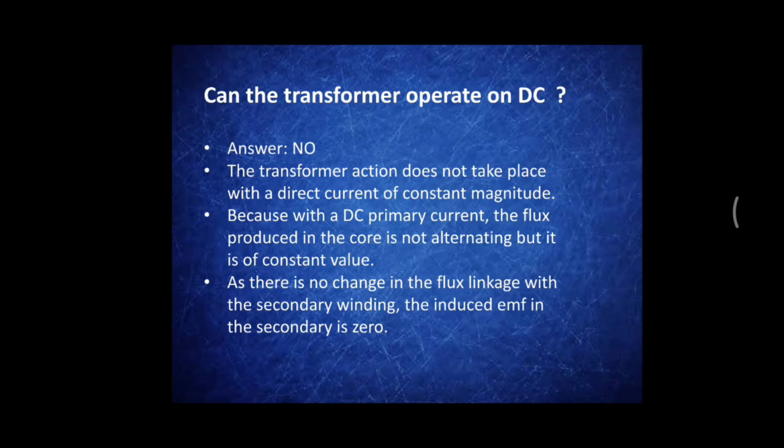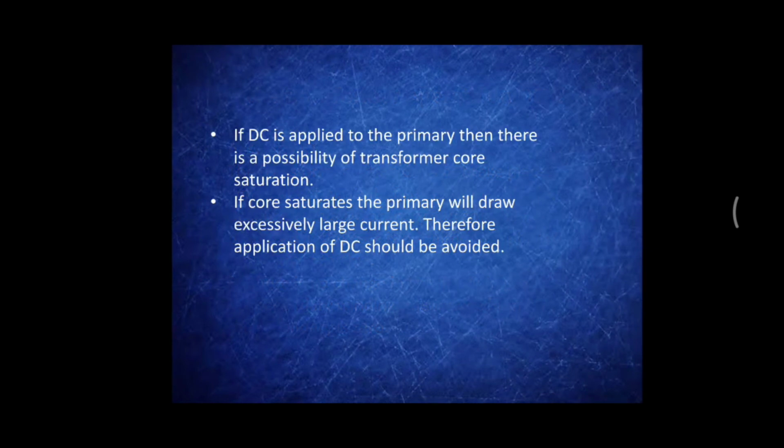Answer is no. The transformer action does not take place with a direct current of constant magnitude because with a DC primary current, the flux produced in the core is not alternating but is of constant value. As there is no change in the flux linkage with the secondary winding, the induced EMF in the secondary is zero. If DC is applied to the primary, then there is a possibility of transformer core saturation. If the core saturates, the primary will draw an excessively large amount of current, therefore application of DC should be avoided.